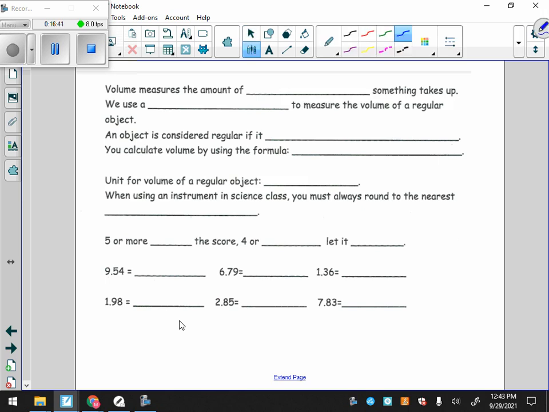Volume is... Space, something takes up. Volume is space. Mass is matter. Volume is space. In this class, we're using two different types of volume. Regular volume and irregular. What do you think regular means, Jefferson? What do you think regular means? Normal. What's normal? Not me. What's normal? For objects in science, how could something be regular?